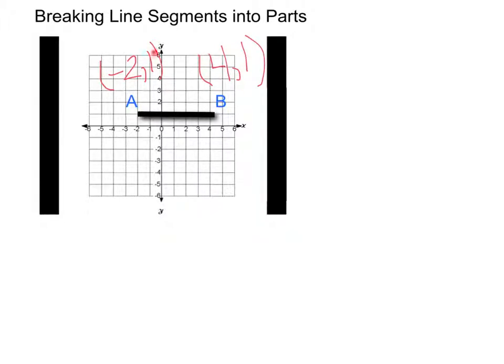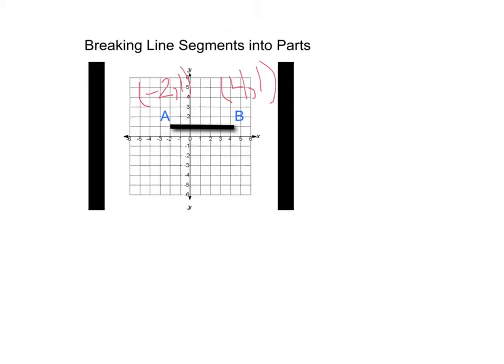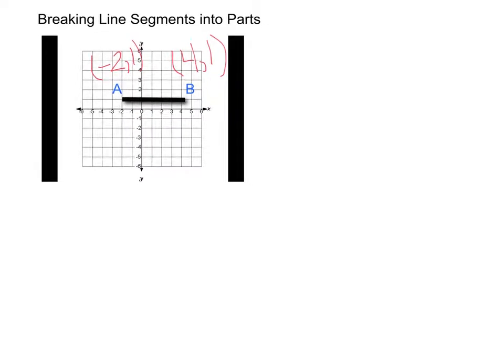So we notice that the y coordinates in both ordered pairs are the same. The difference seems to be in the x coordinates. Now, let's zoom out for a second, and let's think about the process that we would go through to try and figure out what the midpoint of that line would be.